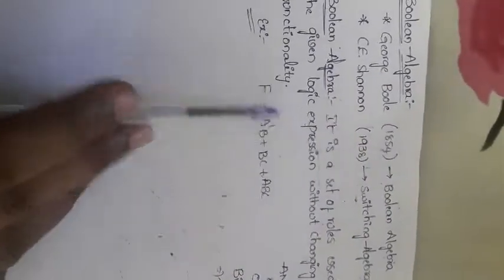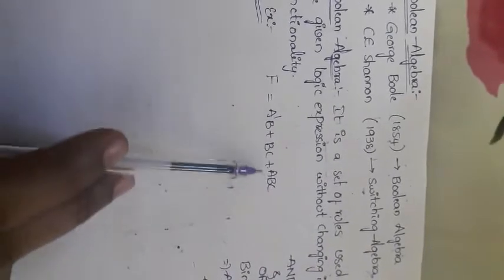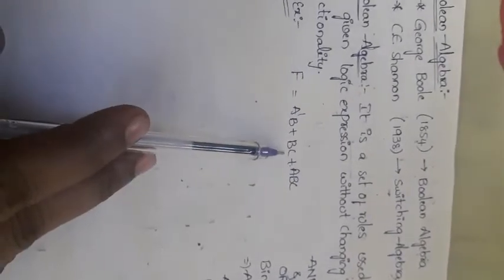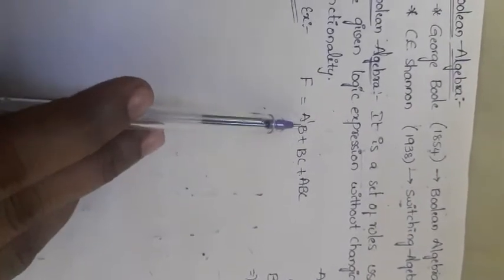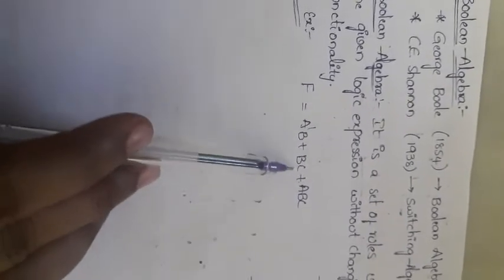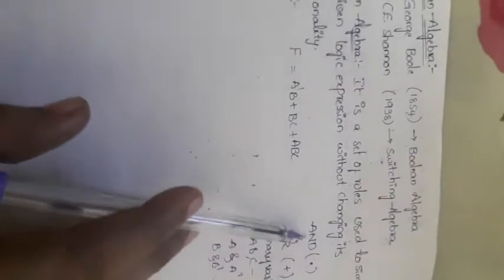Here we take one expression related to a logic expression: F equals A complement B plus BC plus ABC. Just observe here, there is an AND operation between these three variables, and between these two variables, and between these two variables there is also an AND operation, but adding any two terms is an OR operation. So we are using totally two operations, AND and OR.